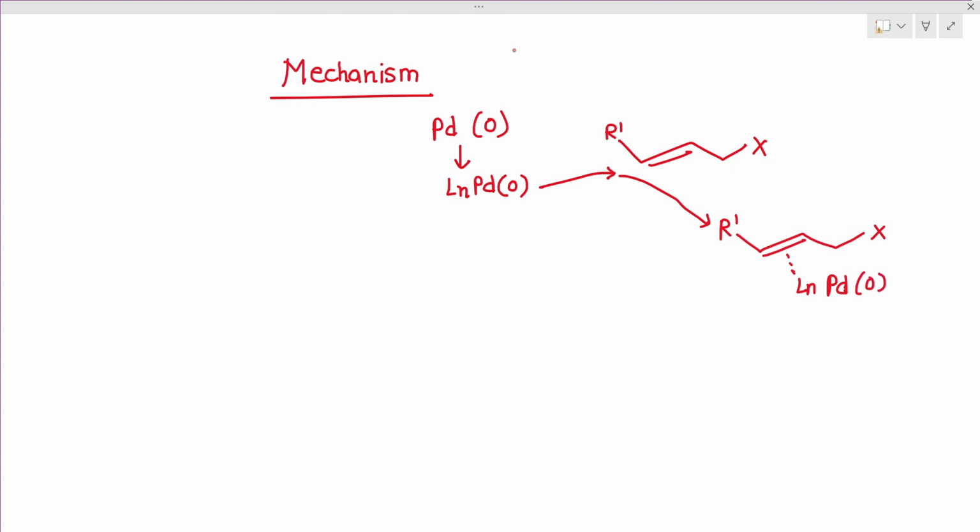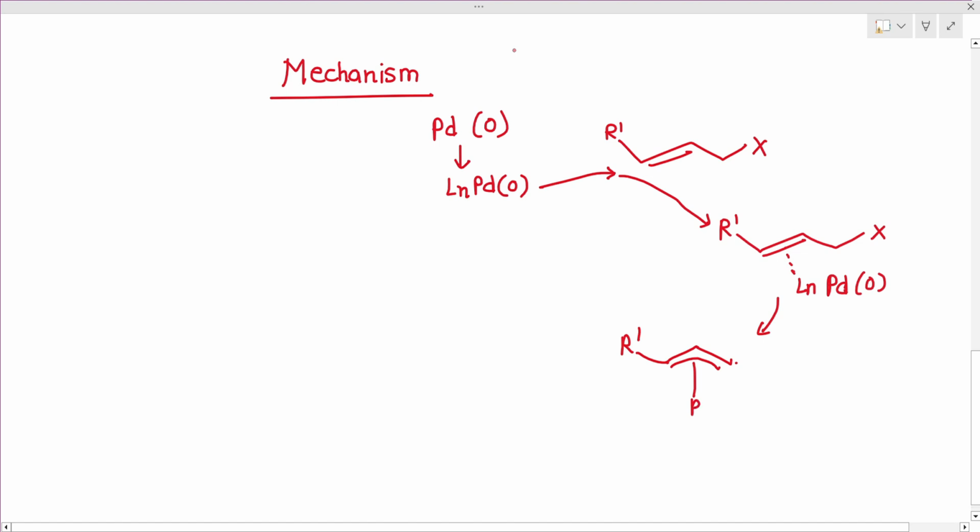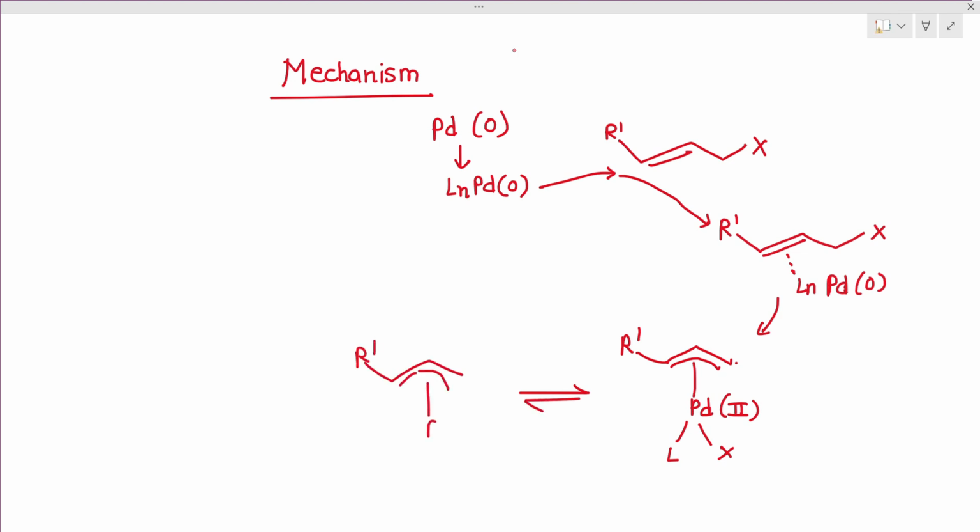In the next step, see here, this is the allylic system and it can be changed like this. The palladium is attached to this group by three atoms, 1, 2 and 3, and we get an allyl complex, a pi-allyl complex. This is the ligand and this is X. Now this palladium complex will undergo ligand exchange. It means the X group will be removed and here we get the L group. These two are the pi-allyl complexes.